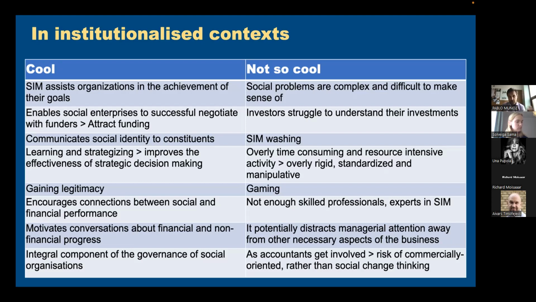So they can achieve their goals, they can show and attract funding, they can communicate their social identity, because they can now say, well, this is what I do, and you can really see that I'm doing it, right? So my mission is actually delivering, measuring that the promises are delivering actual outcomes, right? They use social impact measurement to learn, to strategize, to improve decision making. They gain legitimacy facing investors and other stakeholders, right? Because they can show that they're actually delivering on the promises.